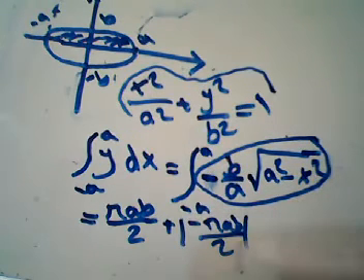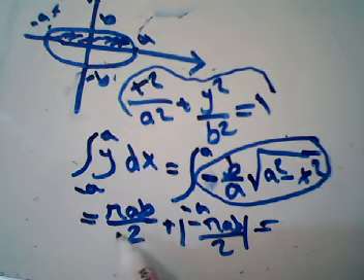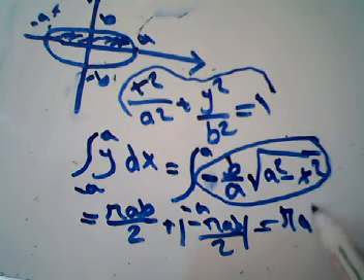So we got pi ab over 2 twice, so the whole area would be pi ab.